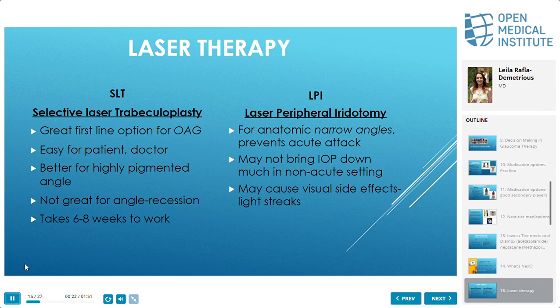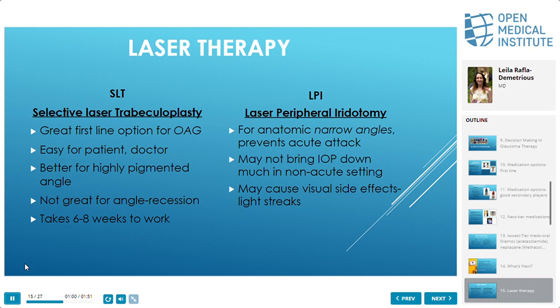It's pretty easy for a patient to go through and for the doctors to do, especially if they have a well-pigmented trabecular meshwork. And it works better in highly pigmented trabecular meshwork and highly pigmented angle. We had talked about before about pigmentary dispersion, to be wary of doing too much laser because you can actually cause a pigment storm and pressure elevation that way. They don't work well for things like angle recession. And it's not immediate, it takes really about 7 or 8 weeks to kick in. So if you need to get somebody's pressure down immediately, this is not going to be the way to go. And then an iridotomy, of course, is for narrow angles.